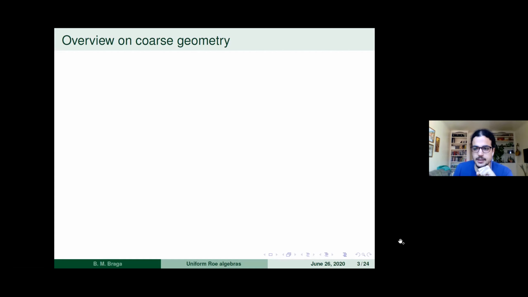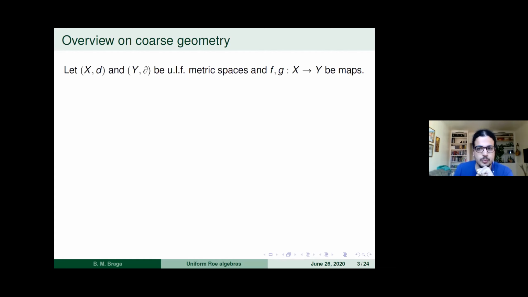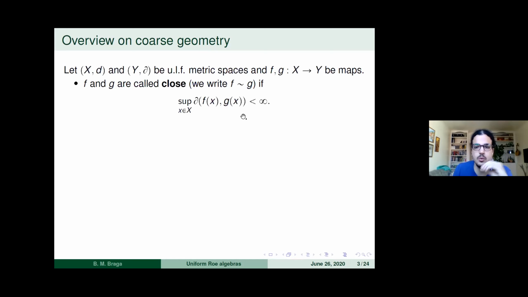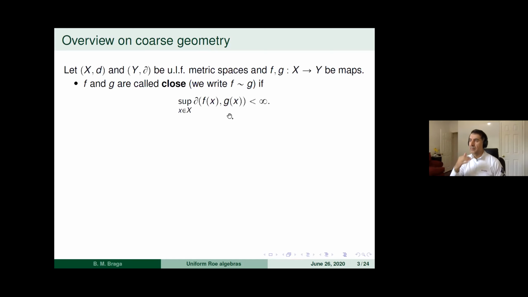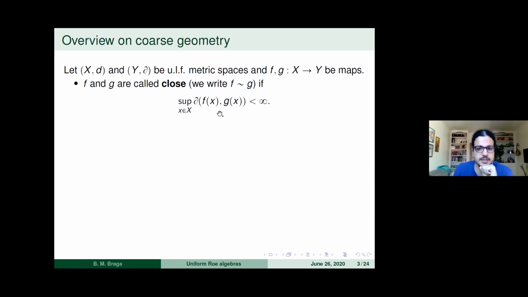Because of that, I want to start by giving a very brief overview of coarse geometry, and then we can go to uniform Roe algebras. If you have two maps between metric spaces, we're going to say they are close if they are uniformly close to each other in this sense. Most of the time this is just as fine for us as an equality of functions in general. But in the coarse sense, this is good enough for us.